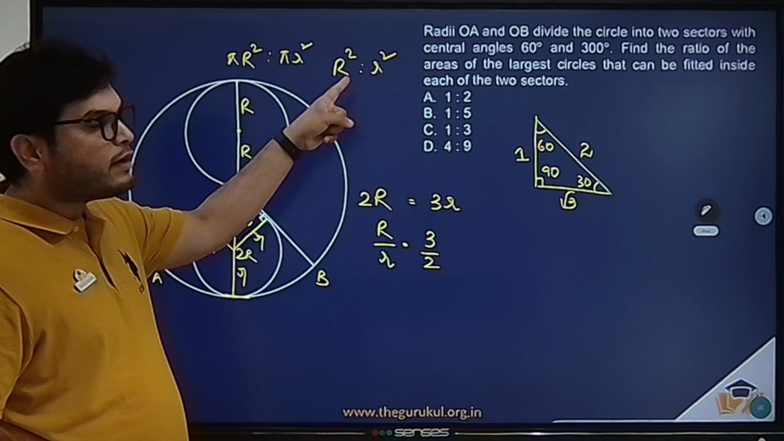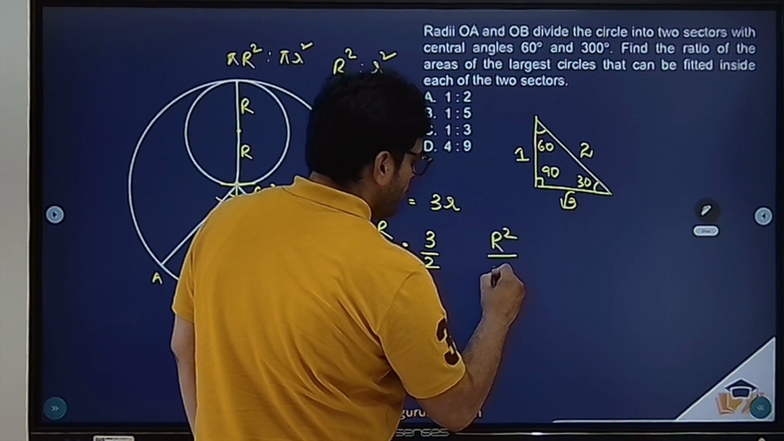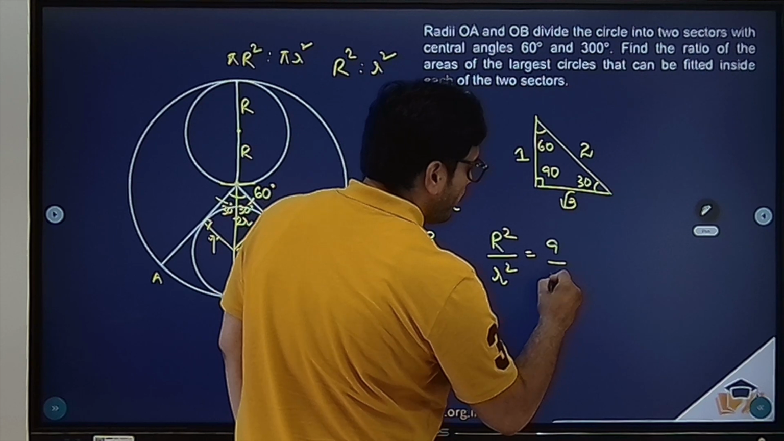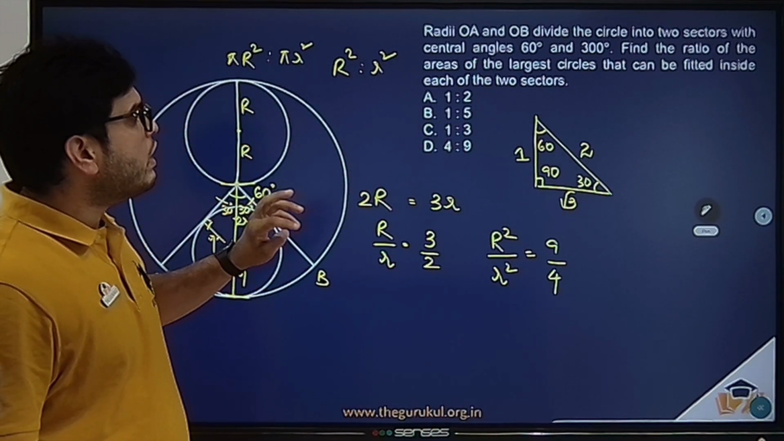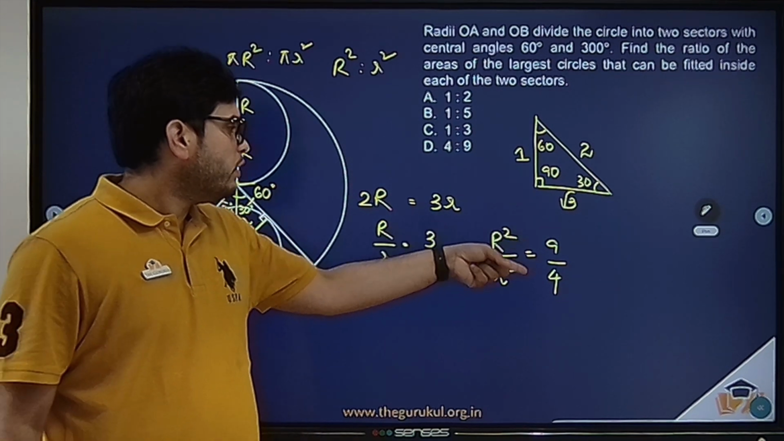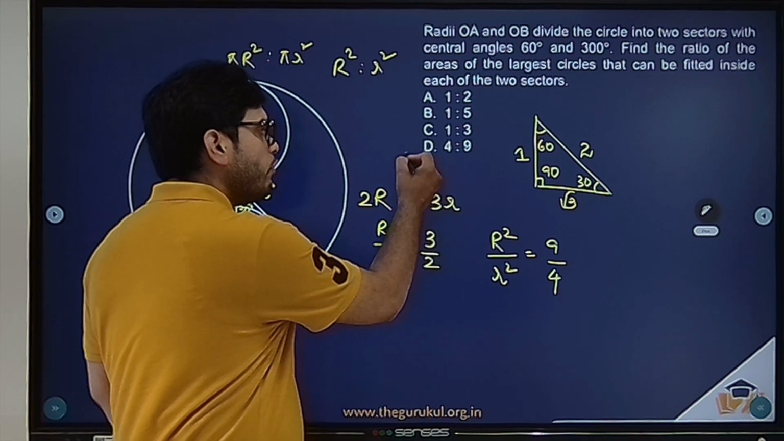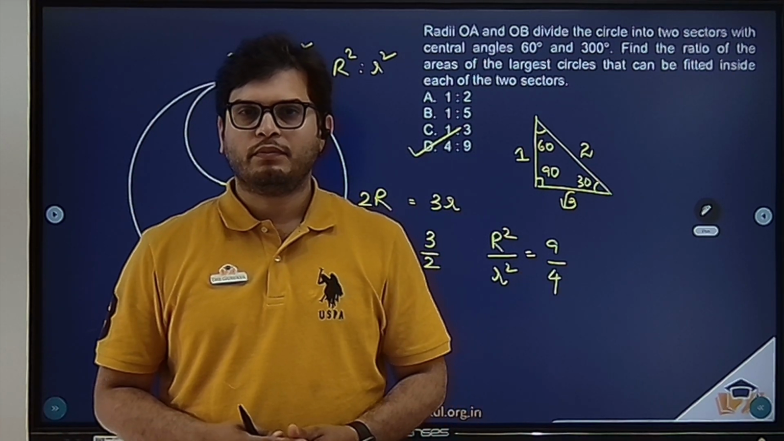Now what do we need? R square is to R square, squaring on both sides. So you have R square by R square is equal to 9 by 4. Now what was asked? Find the ratio of the areas of the largest circles that could be fitted inside each of these two sectors. So either 9 is to 4 or 4 is to 9. So you have 4 is to 9. Hence option D should be the answer for this question.